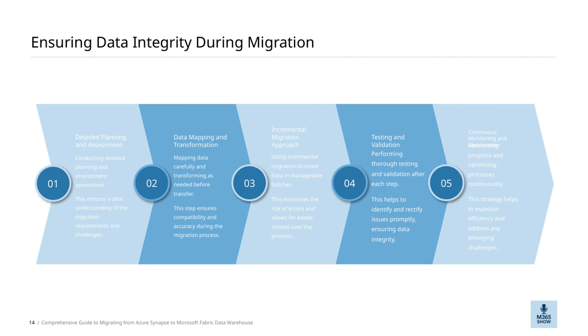Next, data mapping and transformation come into play. Careful mapping of data ensures that everything lines up correctly in the new system, and any necessary transformations are handled beforehand. This step is vital for maintaining data accuracy and compatibility during the migration process.